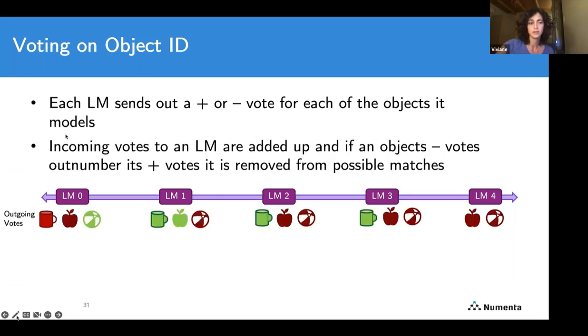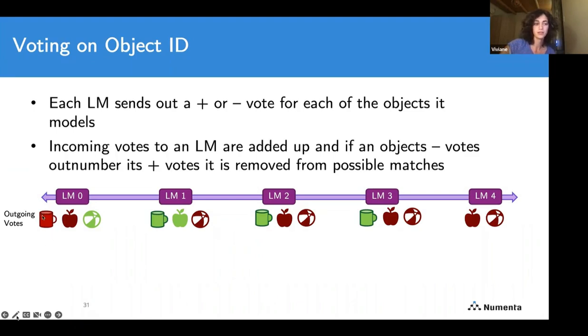All right, here's an example. Not all learning modules need to know about the same set of objects. For example, learning module 4 doesn't have a model of a cup, so it just doesn't vote on the cup. Okay, so they all have different ideas. In this example, the cup would be the target object.